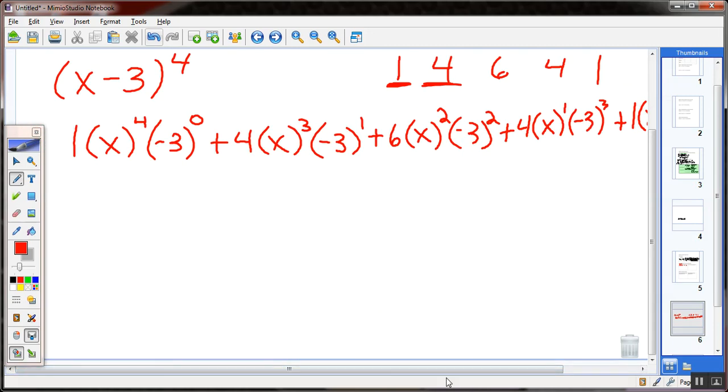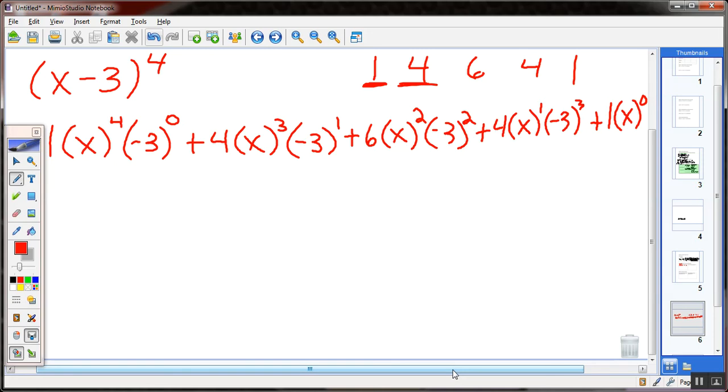Okay, and your powers are going to work their way down. How many terms did I have in this row? Or coefficients? How many terms do I end up with here to go? 4, 0, 3, 1, 2, 2, 1, 3, and 0, 4. 5 of them. That's why we're using these, okay?